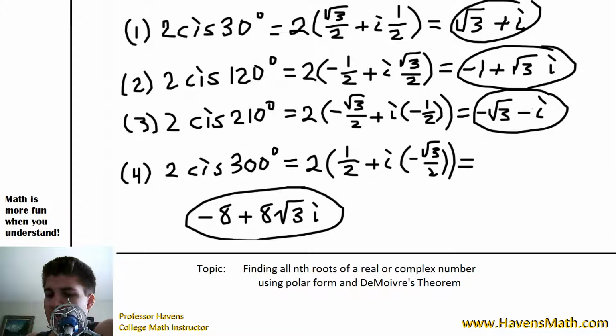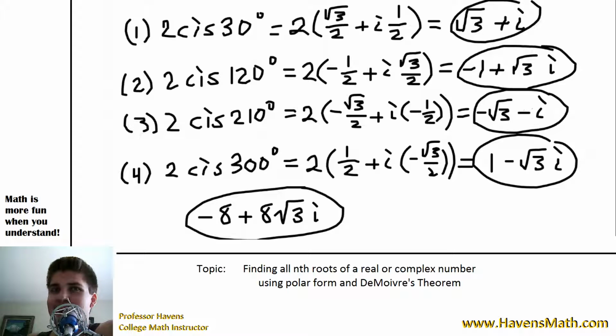But okay, on to the last one. 2 times 1/2 is 1. 2 times negative rad 3 over 2 is negative rad 3 times i. Again, which is almost a conjugate, not quite. And so there we have it. Those four numbers are the fourth roots of our original number.